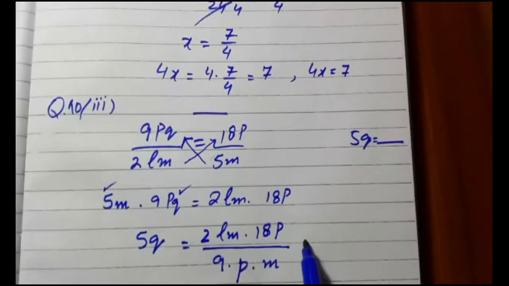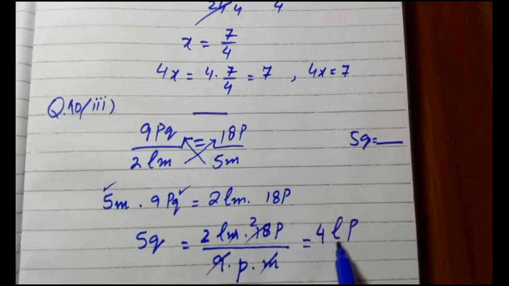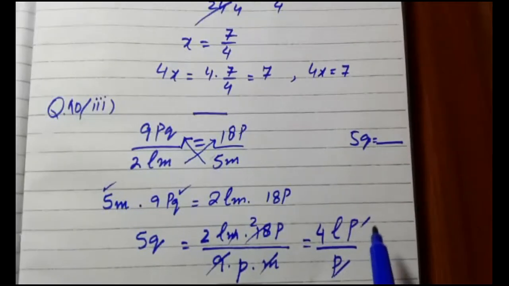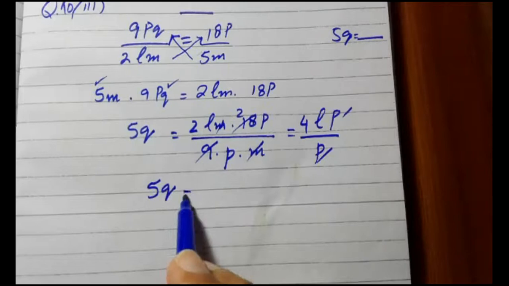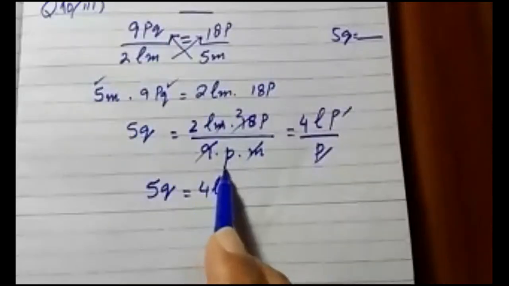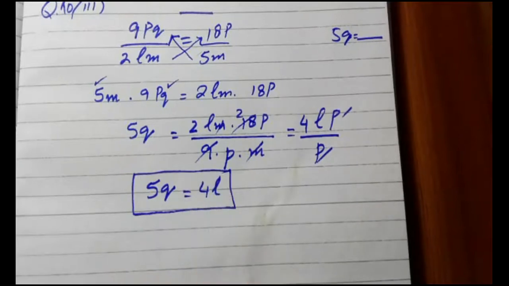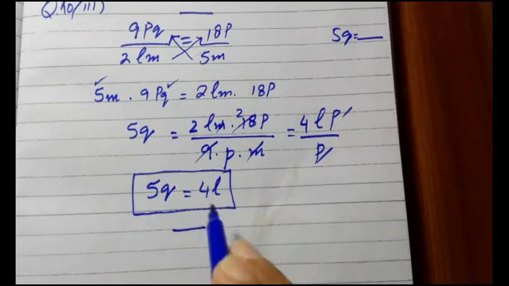So it will give you 9 2s are 18, m will be cancelled. So we will get 2 into 2 is 4, L, and p will also be cancelled. So it will become 5q equals 4L. This is how you will calculate the value. Though you can do it this way, that you can even find first the value of q and then find the value of 5q. So this is a very simple short question in which you just have to do the cross multiplication.